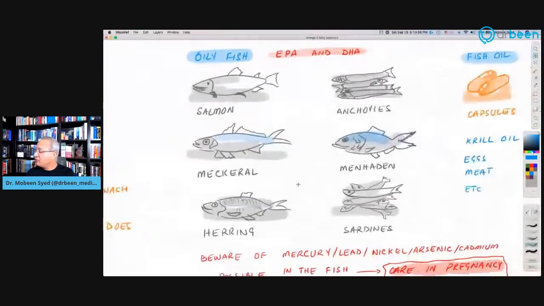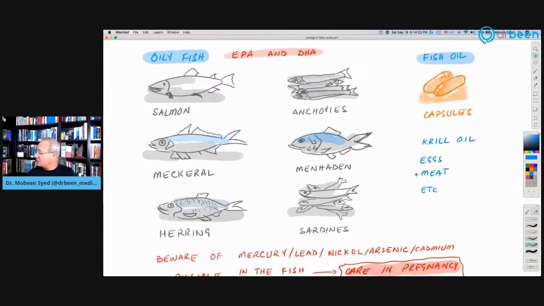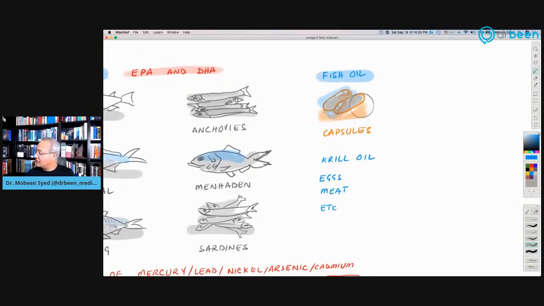Now on the seafood side, oily fish contains the omega-3s. What are the kinds of oily fish? For example, salmon, mackerel, herring, anchovies, menhaden, and sardines. There are more seafoods, but these are the important ones. And finally, fish oils. I made this little capsule, which really looks like a capsule, the fish oil capsule. Fish oil capsules, krill oil, eggs, meat, etc., they also have them.